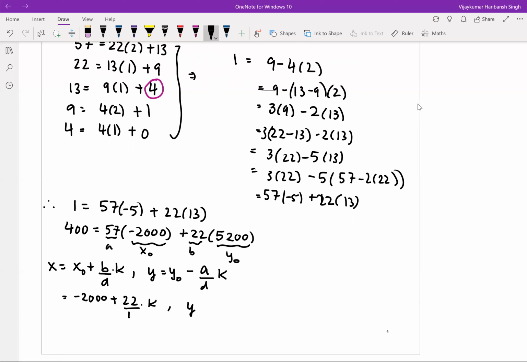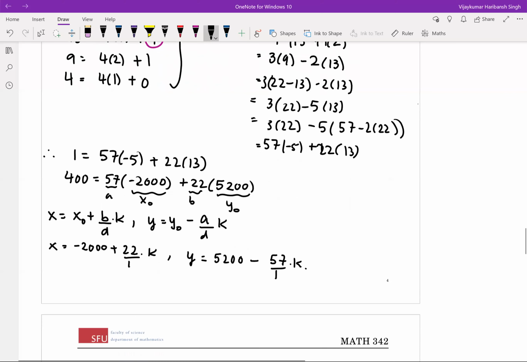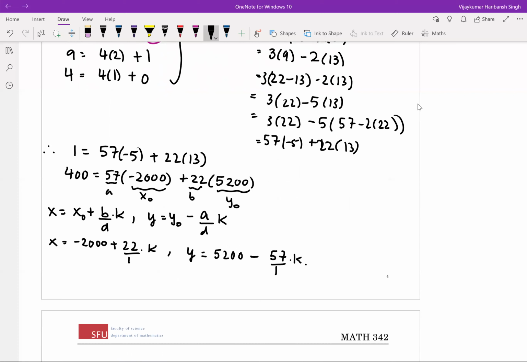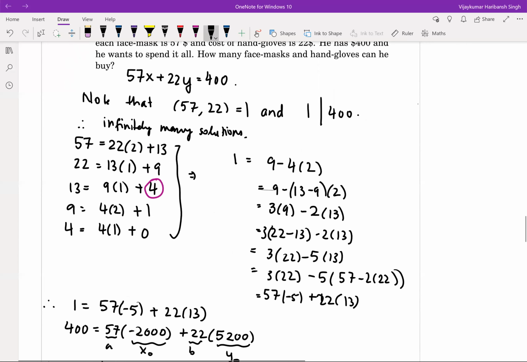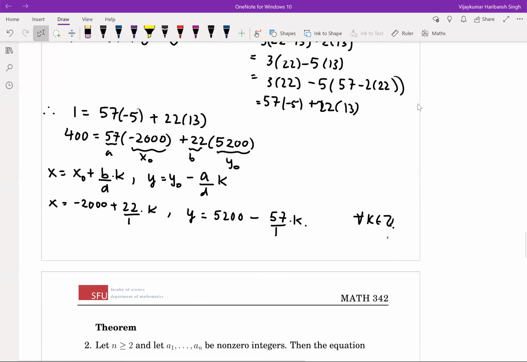And we get Y equals 5200 minus A, which is 57, by D, which is 1, times K. So this is a solution. For all K in Z, this is a solution to the Diophantine equation here. But we want a special kind. We want X and Y both to be positive. So let's see if such a thing is possible.